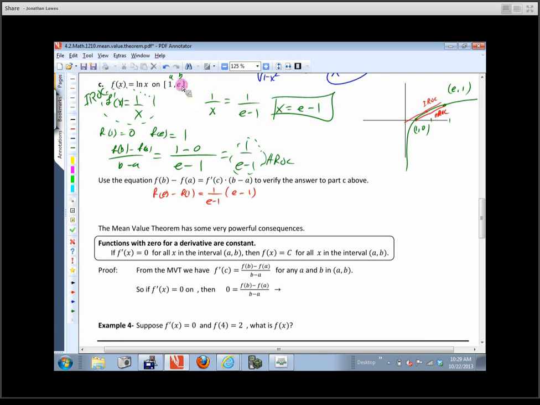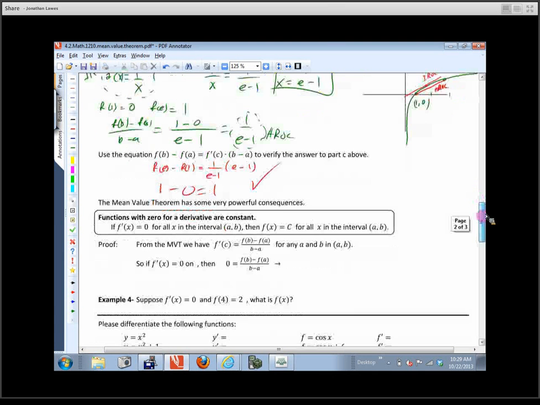B in this case is e. A in this case is 1. So e minus 1 here. F of e, f of 1. Everybody good there? Let's take care of this side first. What's 1 over e minus 1 times e minus 1? 1. What's f of e? What did we get when we plugged in an e? We got a 1, minus f of 1, 0. 1 minus 0 equals 1. Check. That works.